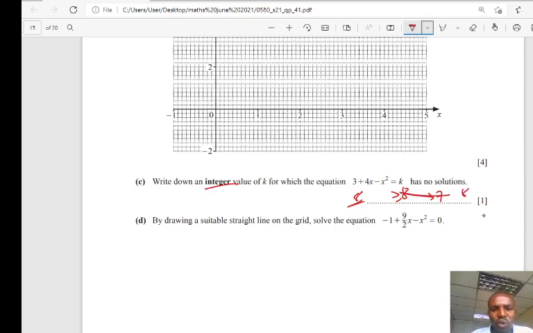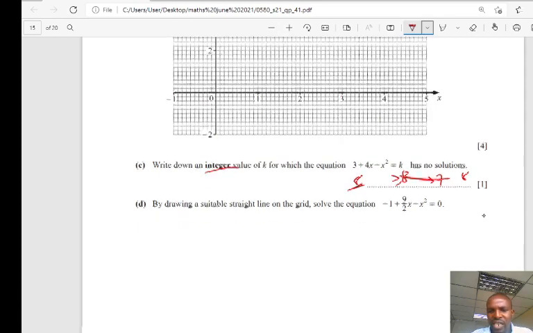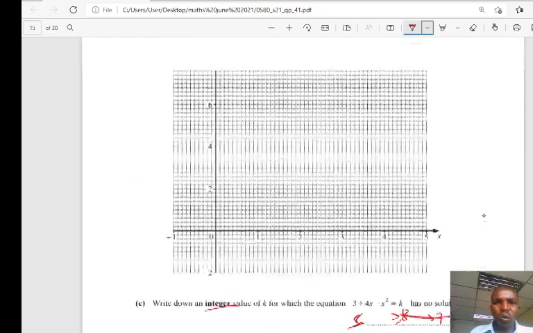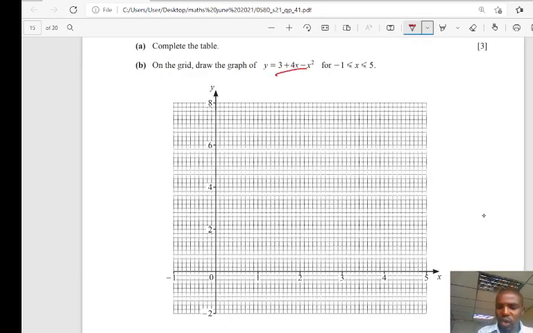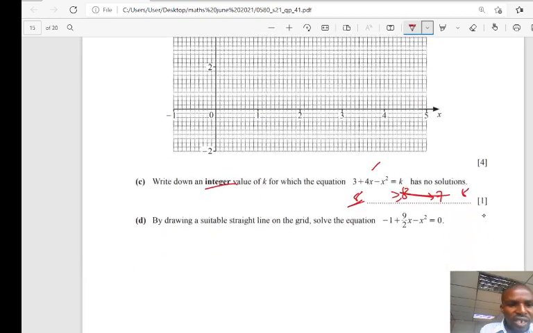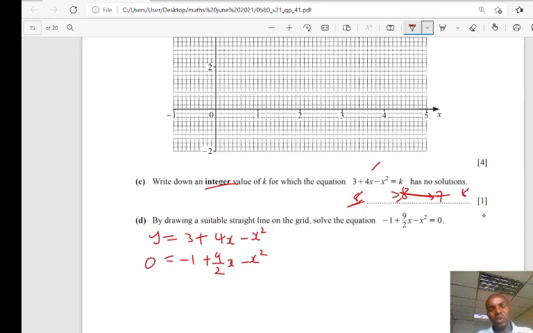Then next, by drawing a suitable straight line on the grid, solve the equation. This one I'll just do it. How do you draw the straight line that I'm supposed to draw? Your equation is supposed to be exactly the same as the original equation that has been used to draw the graph. It was y equals 3 plus 4x minus x squared. That's the equation that we used to draw our graph. Then we are being asked to solve this one: minus 1 plus 9 over 2x minus x squared equals 0.